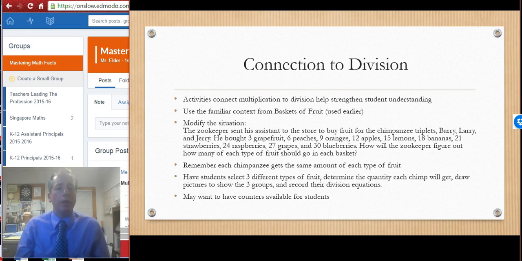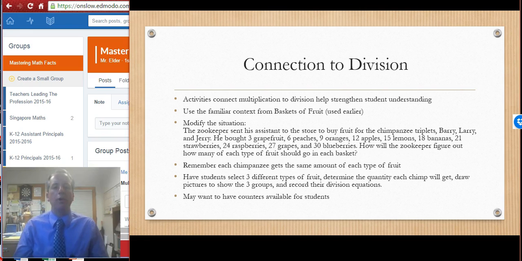So as we get close to the end here, we always like to come back and say, well, how does this connect to division? We know that pairing multiplication and division helps kids understand that they're not 2 totally distinct things. They're not a different set of facts I have to remember. So we could use that original context from the baskets of fruit, right? And remember the situation with the zookeeper.